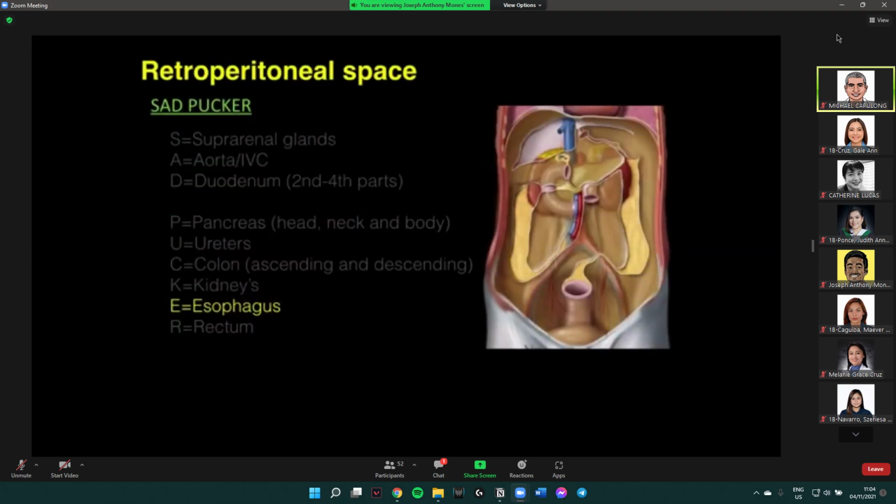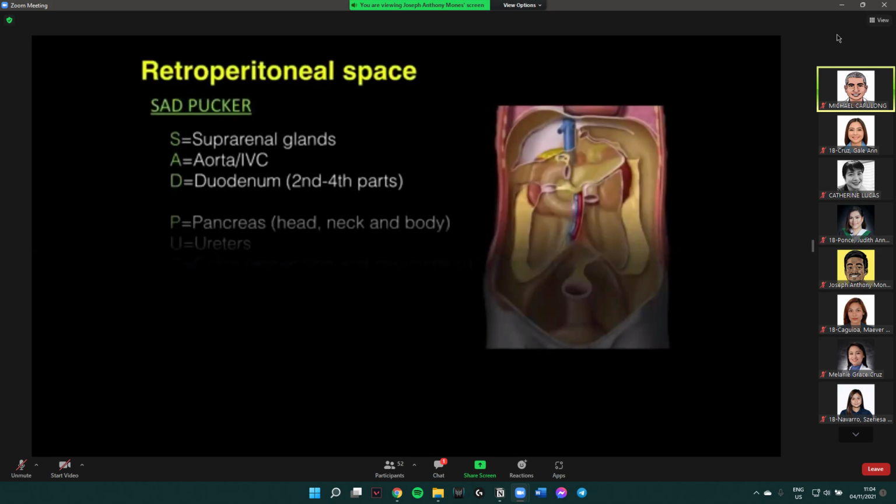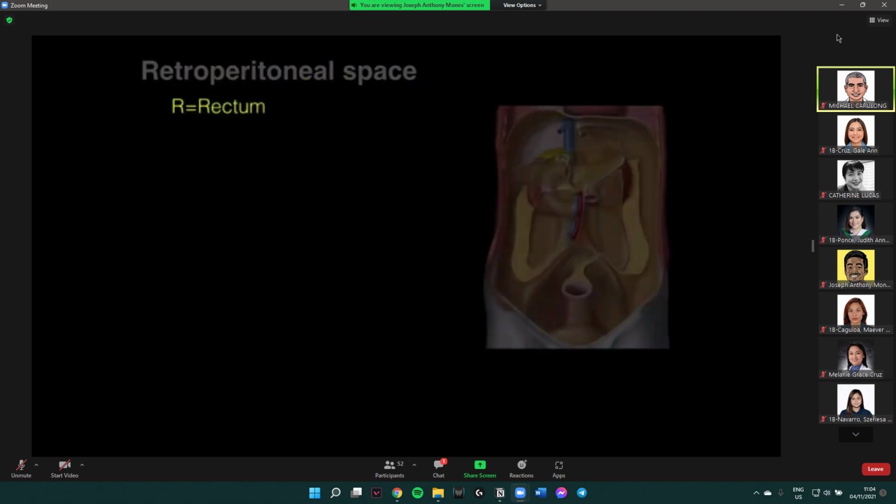All right. Next, we've got our esophagus. And the esophagus comes in through that esophageal hiatus in the diaphragm, and it is retroperitoneal and then very quickly becomes intraperitoneal when it enters the cardia of the stomach. And then finally, the rectum. And so this picture that you see here does not show it.